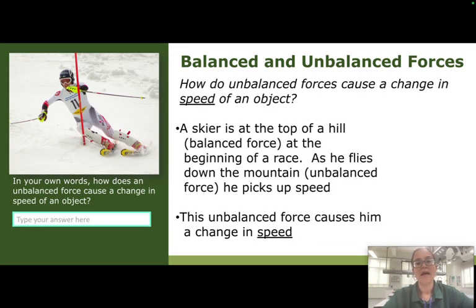And then lastly, how do unbalanced forces cause a change in the speed of an object? So a skier is at the top of the hill. You're all about skiing in this example. And at the beginning of a race, as he flies down the mountain, he picks up speed. Because as he goes more and more and more, he's getting more gravitational potential energy. Maybe you've heard that before. So he's getting more energy as they go down the hill, and they're going to get faster and faster and faster. And so this unbalanced force has caused him to have a change in speed. So in your own words, think about how does an unbalanced force cause a change in the speed of an object?